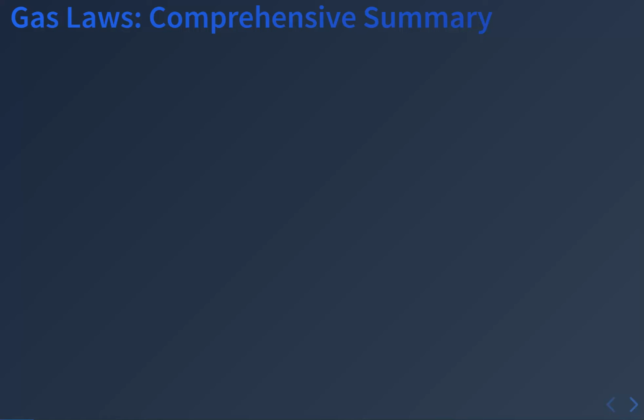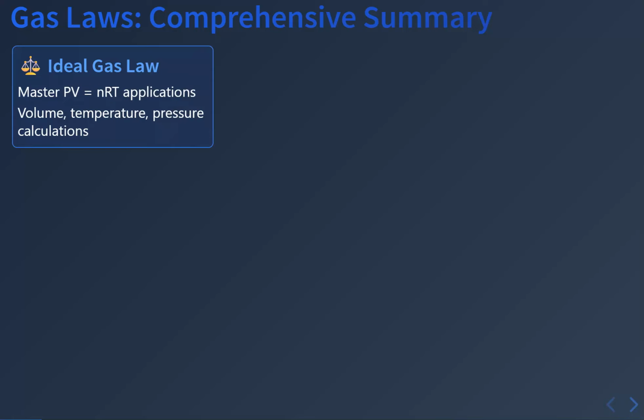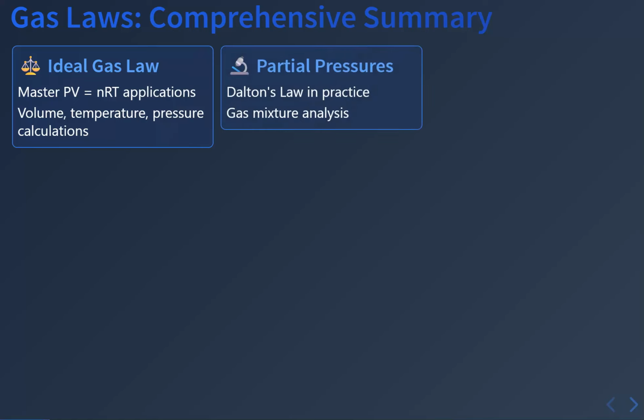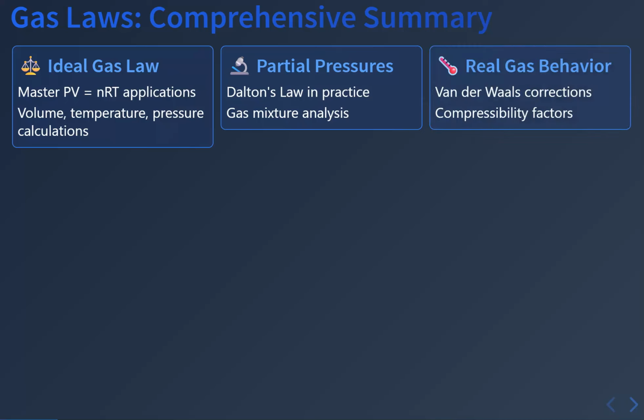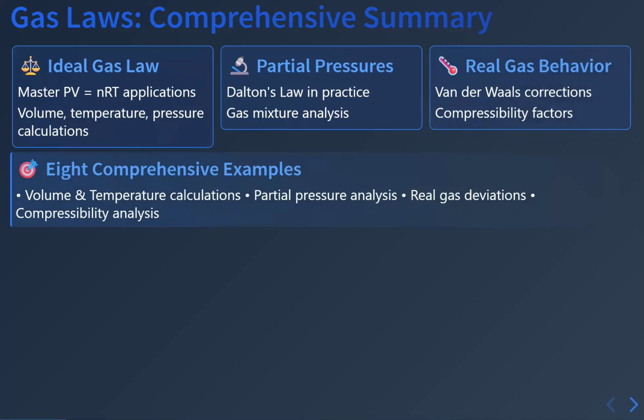Today I'll discuss one of the most important topics in physical chemistry, that is gas law. We'll look at the ideal gas law. Here we will discuss the ideal gas law, PV is equal to nRT, and then we'll discuss partial pressure, and then finally we will discuss real gas behavior. So here I'll give 8 comprehensive examples. One, volume and temperature calculation, then partial pressure analysis and real gas deviation, and then compressibility analysis.